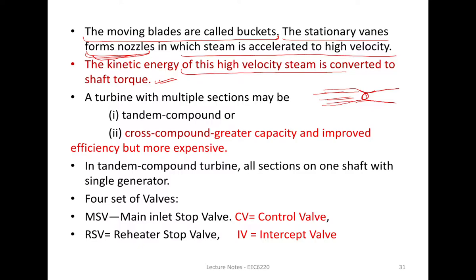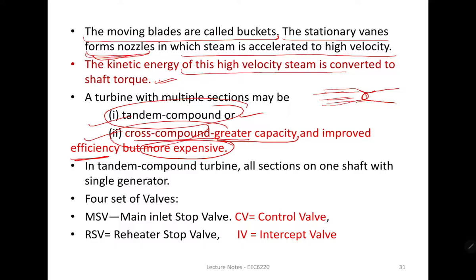Turbines with multiple sections can be tandem compound or cross compound. We are going to study what tandem compound and cross compound are. The cross compound has greater capacity and improved efficiency, but it is more expensive. Capacity and efficiency increase, but the cost also increases. Whereas in tandem compound turbines, all sections are on one shaft with a single generator. That means the high pressure, intermediate pressure and low pressure turbines are on a single shaft, and they are all connected to a single generator.